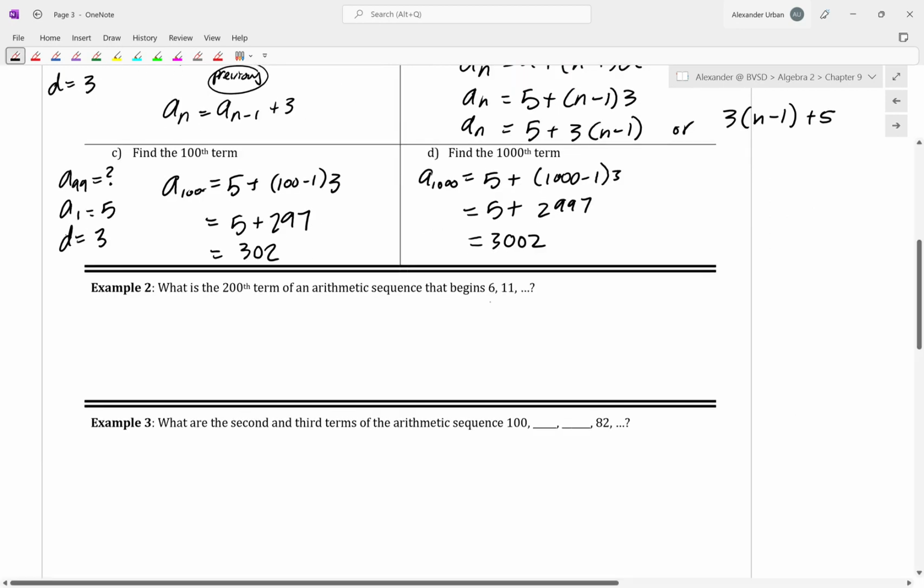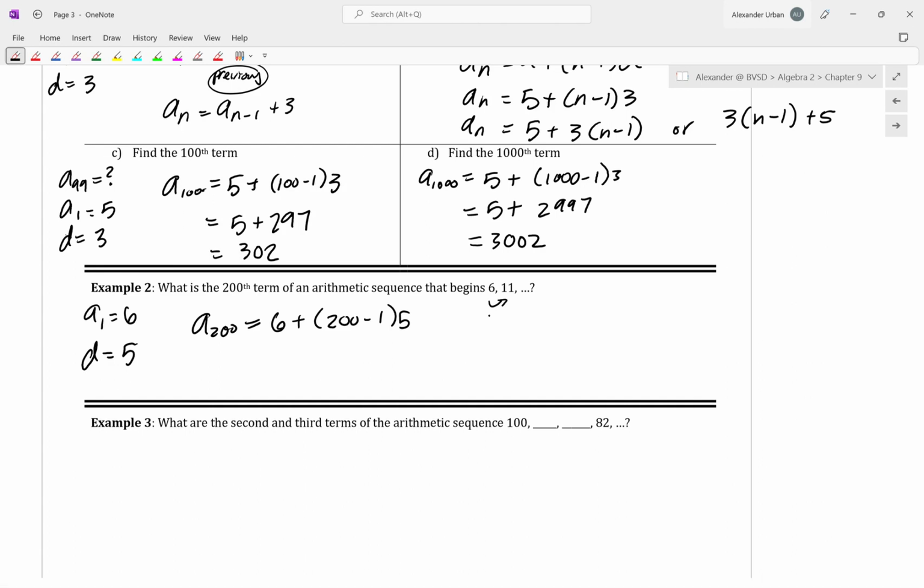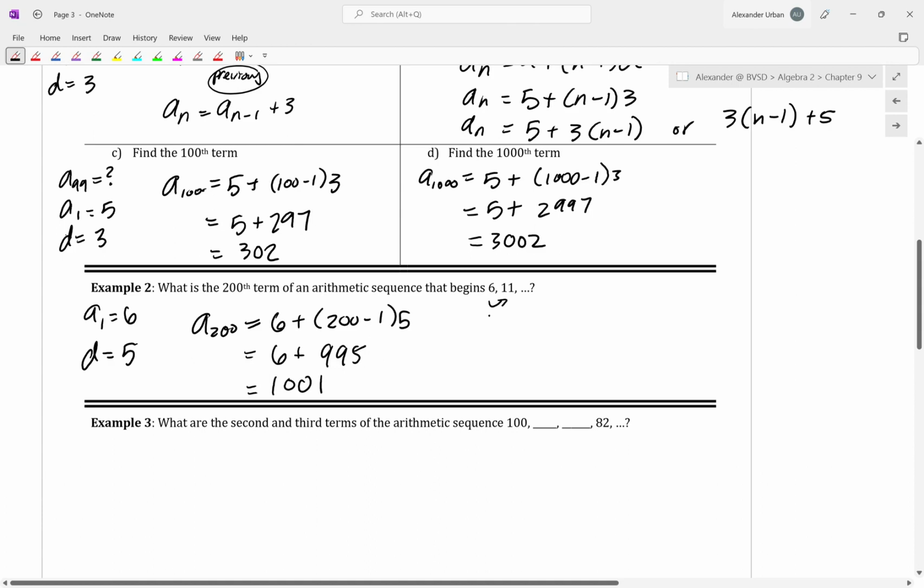So I want to know the 200th term of this. This is just going to be a starting value of 6, and then my common difference will be, 6 to 11 is 5. So a sub 200, my 200th term, is equal to 6 plus 200 minus 1 times 5. Well, 200 times 5 is 1,000. 1,000 minus a 5 will be 995. Add it to 6, and you should be getting 1,001. So finding missing terms is pretty easy as long as we know our first term and our common difference.